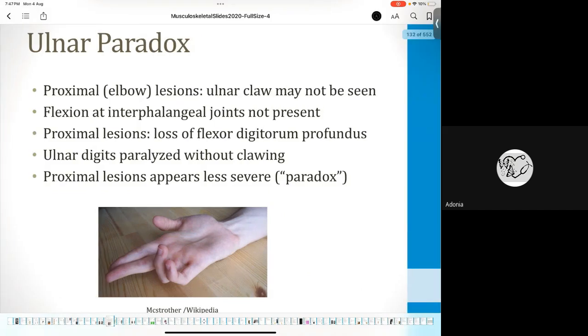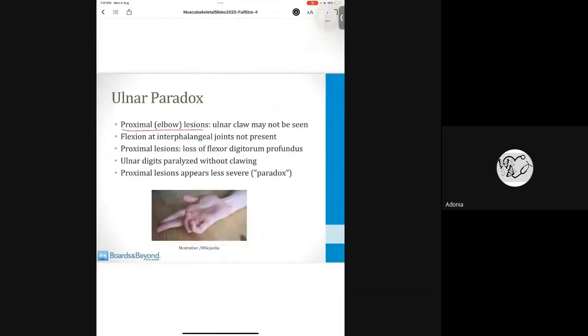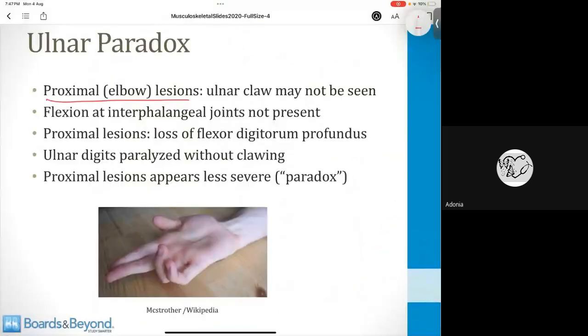Ulnar paradox. What is ulnar paradox? Remember, we have two types of lesion of the ulnar nerve. The ulnar nerve can be lesioned at the medial epicondyle, or it can be lesioned distally at the level of your wrist, either at Guyon's canal or near the retinaculum side. Okay, so whenever we have a proximal lesion, the ulnar claw may not be seen.